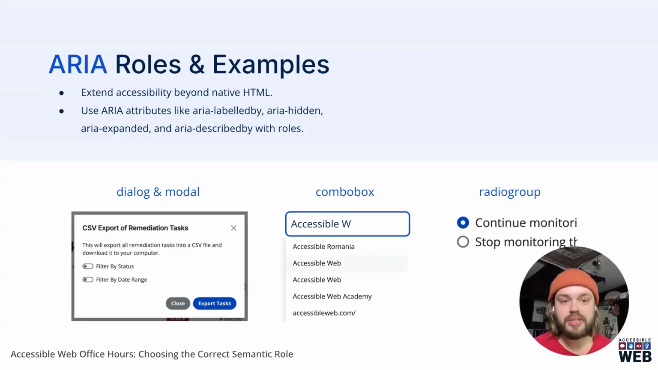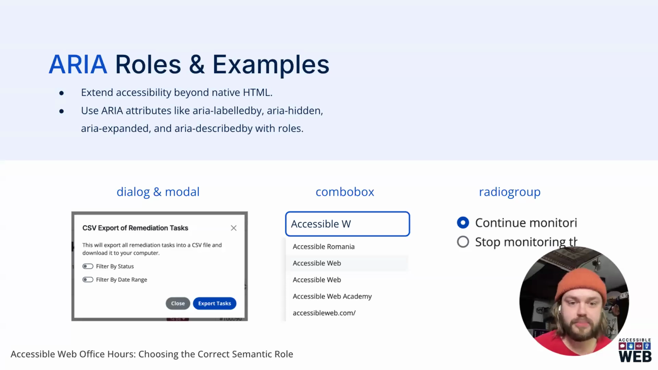ARIA roles are used when native HTML elements aren't enough to fully describe an element's function. Here are a few common examples. The dialog represents a modal or pop-up window, whereas a modal is a special type of dialog that disables interaction with the rest of the page until it's closed. The combo box combines a text input with a list box, allowing users to select or type options, often used with attributes like ARIA expanded to indicate whether the list box is open.